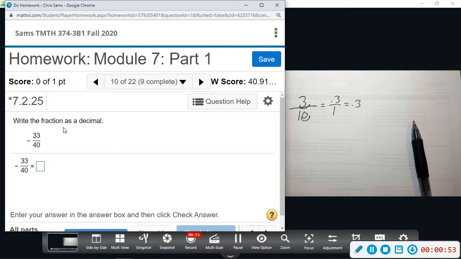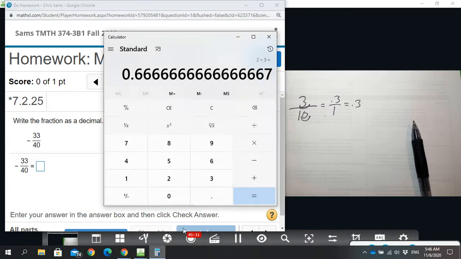Write this fraction as a decimal. So 33 over 40, or negative 33 over 40, you would have to divide, so there's no moving the decimal over here. You would still have 0.33 divided by 4. You have to do that math. So we'll just use the calculator on this one.